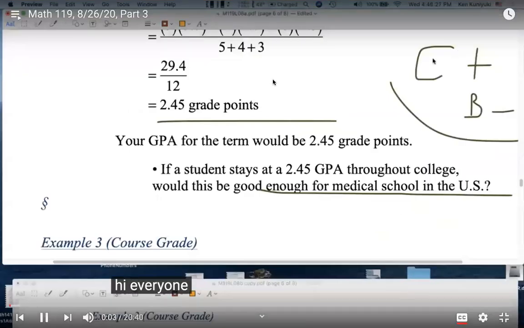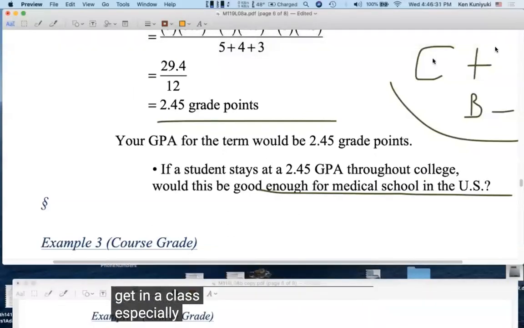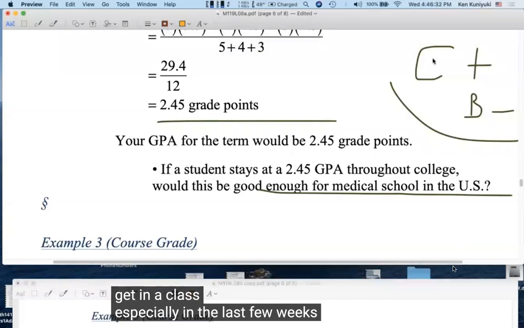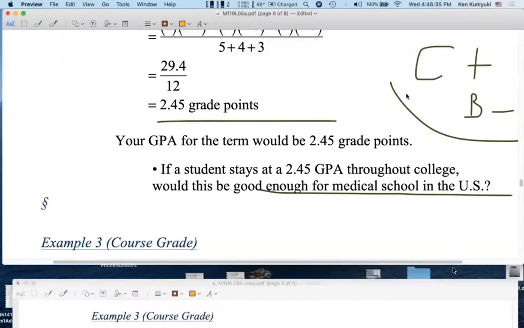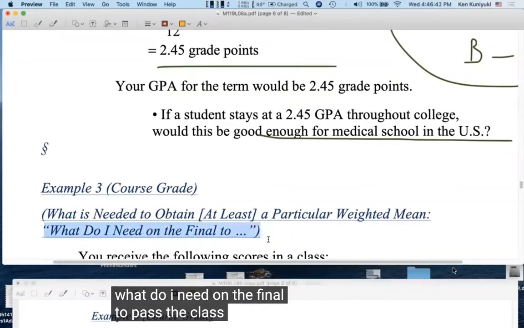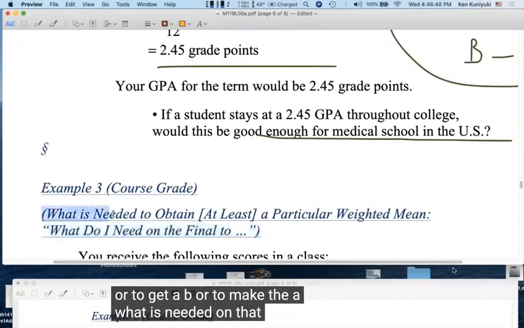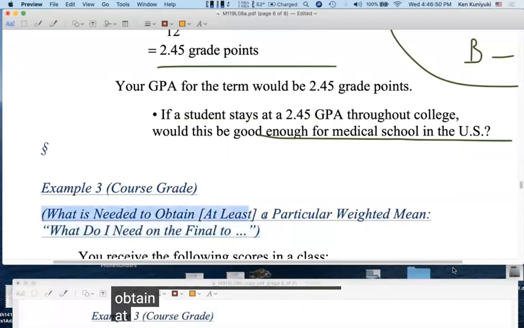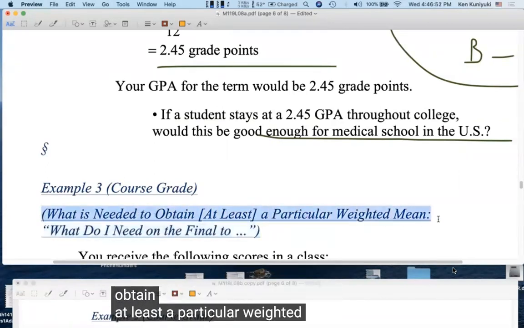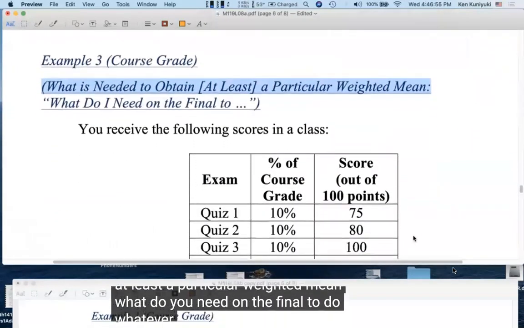Hi, everyone. So what is the most common question I get in a class, especially in the last few weeks? What do I need on the final to pass the class with a C maybe, or to get a B, or to make the A? What is needed on that last item to obtain at least a particular weighted mean? What do you need on the final to do whatever?